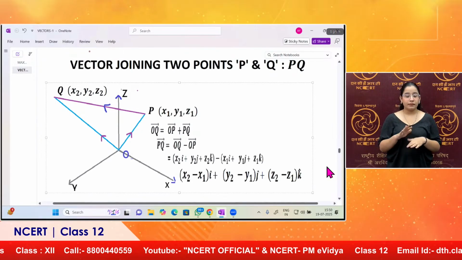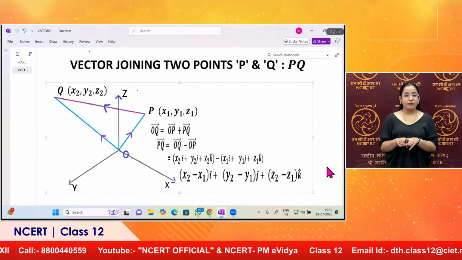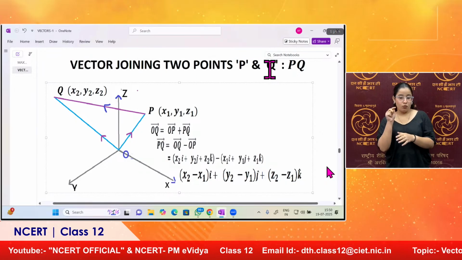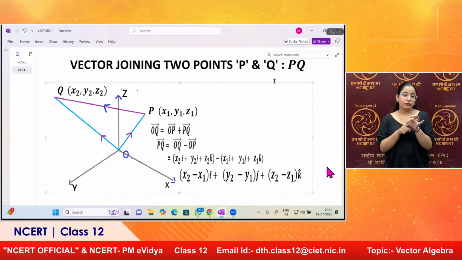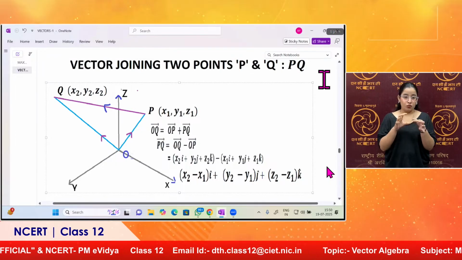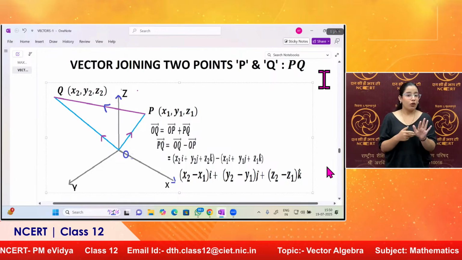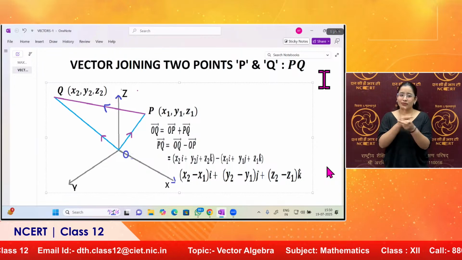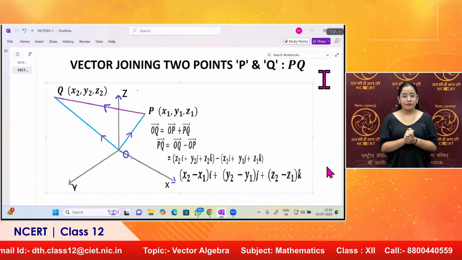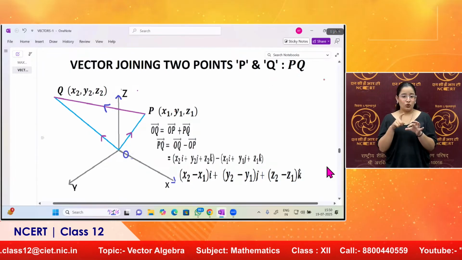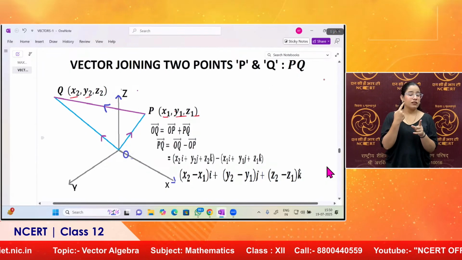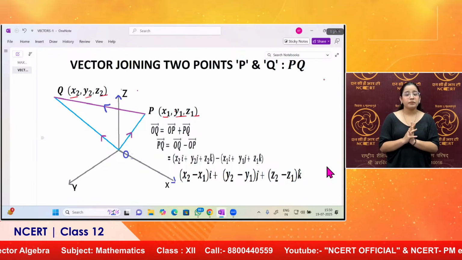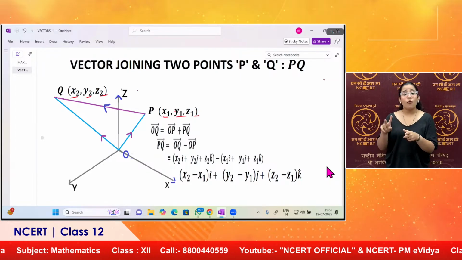Now let us go for the vectors joining 2 points, that is P and Q. So we have vectors joining P and Q. How do we take up that? P is a point in the space, Q is another point in the space. These are 2 points in the space. So P का coordinate क्या होगा? Obviously it is x1, y1, z1. Q का coordinate x2, y2, z2 होगा. Random points, they are random points. So how do we connect the 2 points or make a vector out of it? That's what we are seeing.